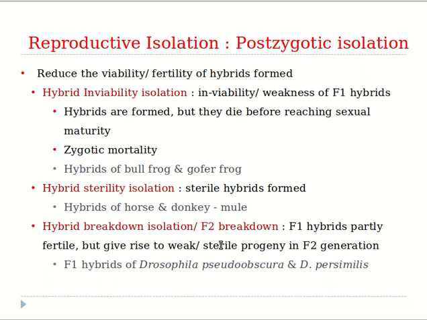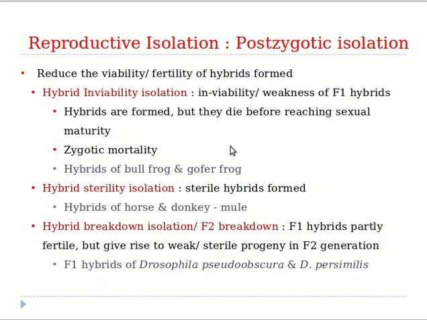Hybrid inviability isolation: in this type, hybrids are formed by interspecific crosses, that is, members of two different species may interbreed and give rise to hybrids. But the individuals developed from such hybrid zygotes die before reaching sexual maturity. So death or inviability may occur at any stage in the life cycle. It could be immediately after fertilization, or in the embryonic period, or after birth but before sexual maturity is attained.